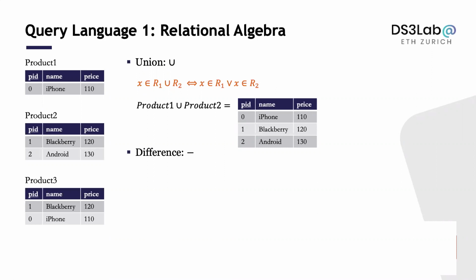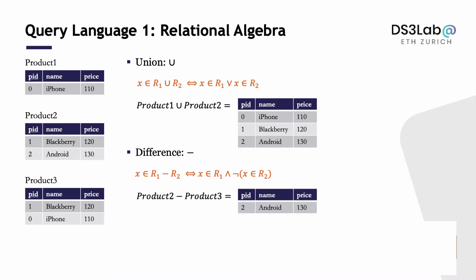So similarly, you can do difference, right? You can do R1 minus R2 in this very natural way. If I do, for example, product 2 minus product 3, what do I get? I only get this tuple, because the first tuple in product 2 and the first tuple in product 3 are kind of canceled out. So I end up having something like this. Again, this is another way for you to take the information you have in your database and generate new information.